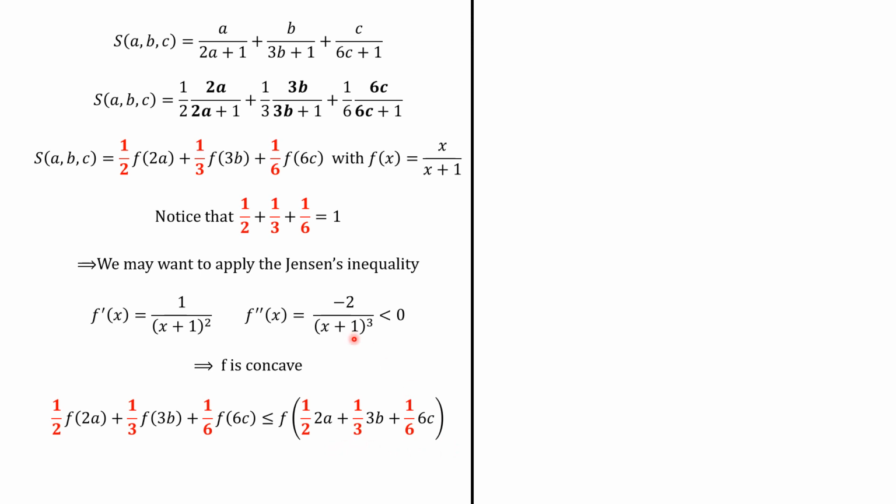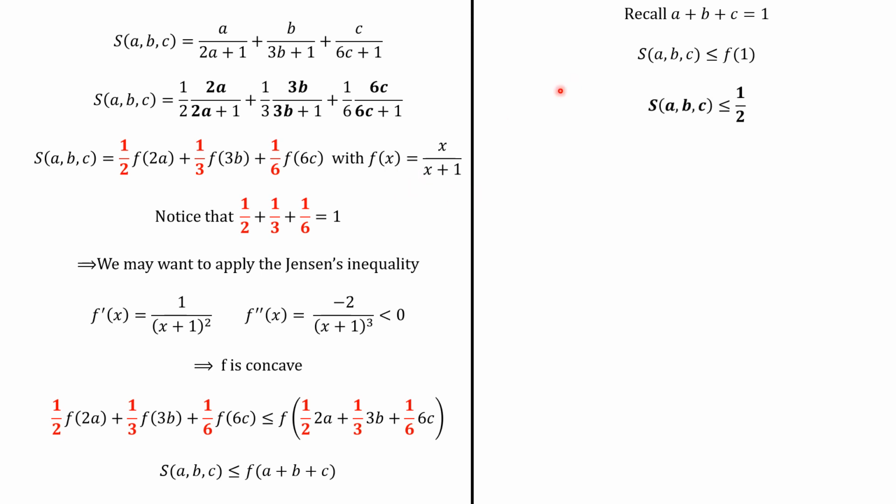So using that, the number multiplied by its inverse is 1. We have S(a,b,c) ≤ f(a+b+c). We recall that a + b + c = 1. So therefore, S(a,b,c) ≤ f(1). But here, f(1) gives 1/2. So S(a,b,c) ≤ 1/2. Actually, we have an upper bound, which is 1/2. So we'll try to see if this upper bound can be reached.